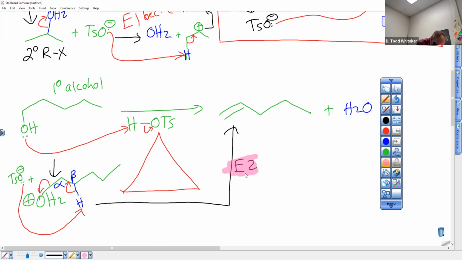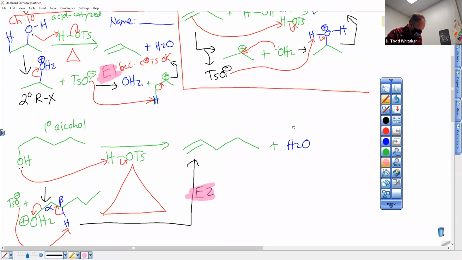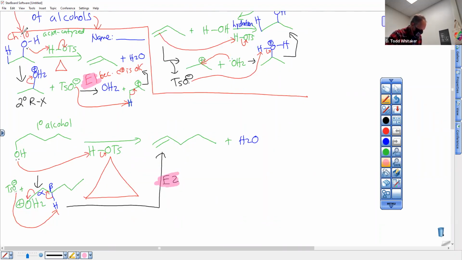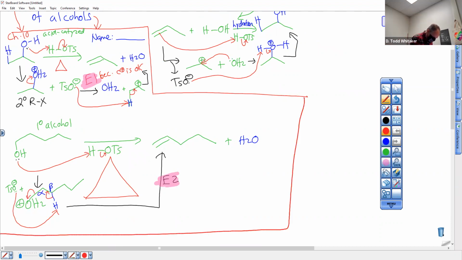So that is your story for dehydration of alcohols. In a nutshell, E1, E2. You're going to put your name on it and come get it very soon. Make it a little smaller, right there. Everything below the red line, okay? Everything in the red box.